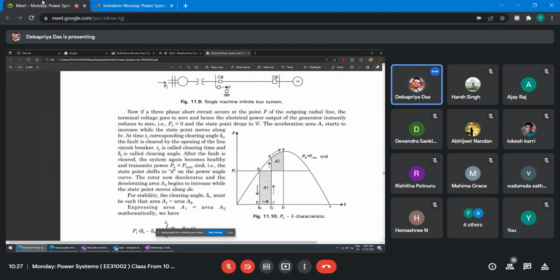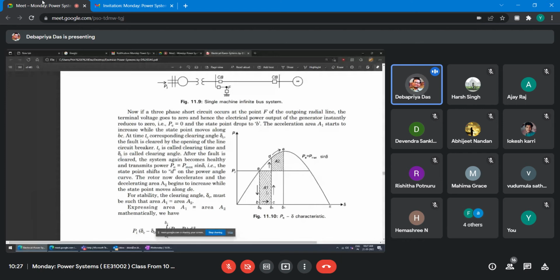From this point, this is your accelerating energy, and suddenly the fault is cleared, so it will jump to this point, right? At that time, electrical power is greater than mechanical power, so it will start decelerating. It will go to this point, up to where accelerating energy equals decelerating energy. The same philosophy will happen. It will oscillate around point D and finally settle to this point, right? So that means this area is equal to this area.